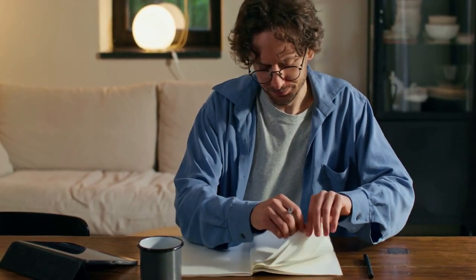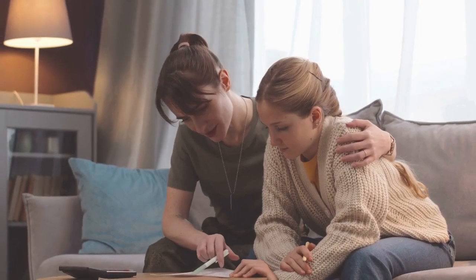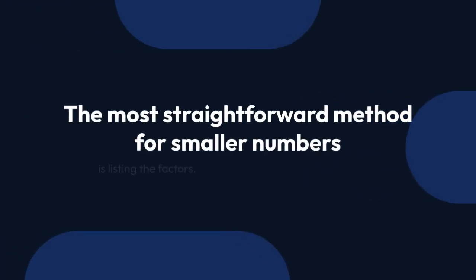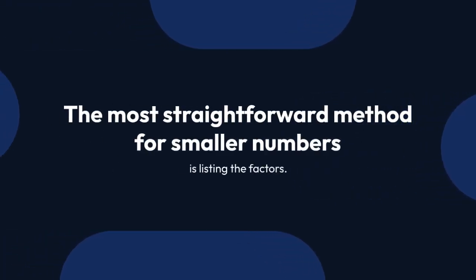The GCD is the largest number that divides both the numerator and the denominator without leaving a remainder. There are several ways to find the GCD. The most straightforward method for smaller numbers is listing the factors.